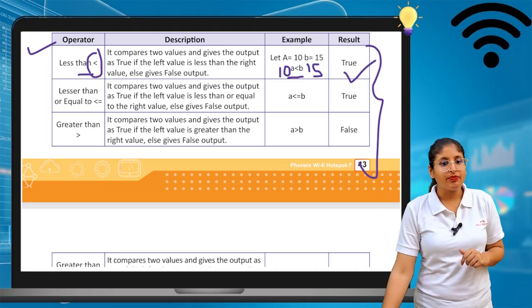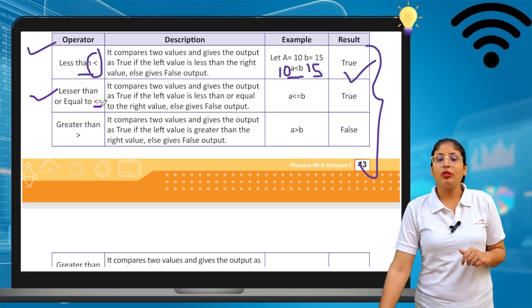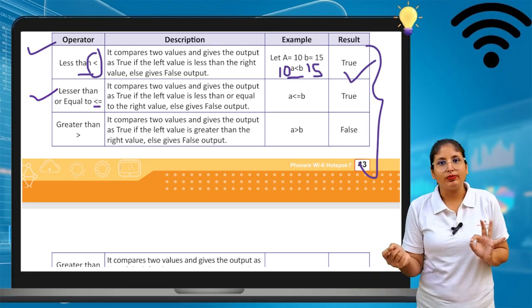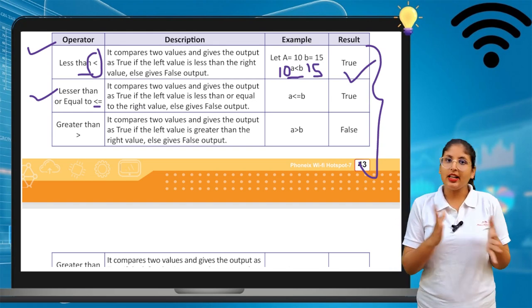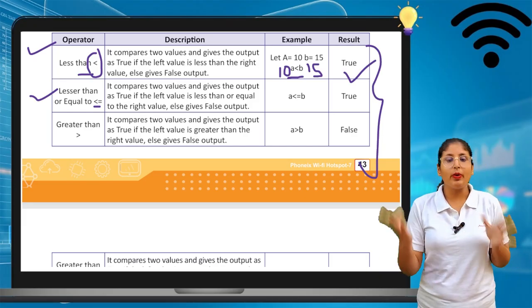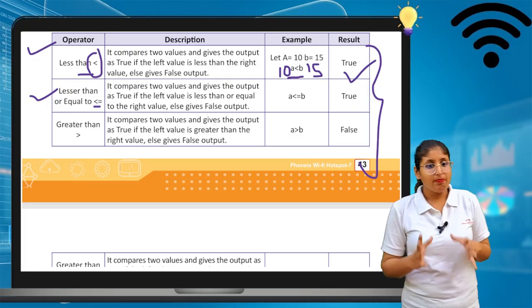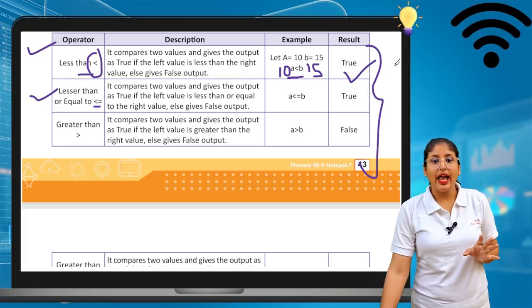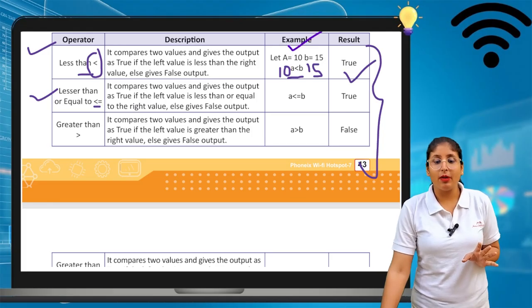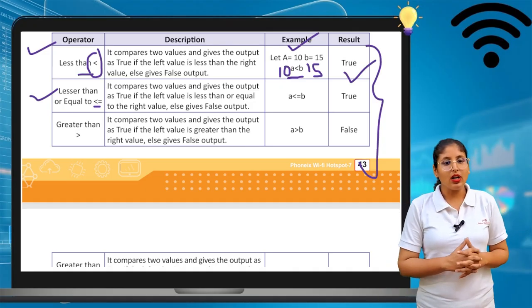Now we will see lesser than or equal to. With this symbol, the number should be lesser than or equal to. Let's see, when it is lesser than, then it is true, and when it is equal, then also it is true. So let's see whether this statement is true or false. You have to put A as 10 and B as 15 in all the statements.